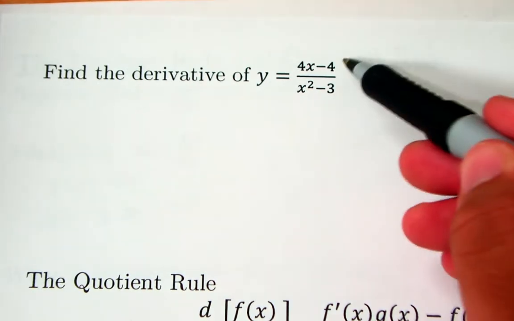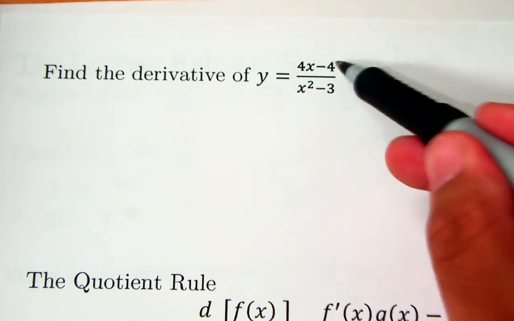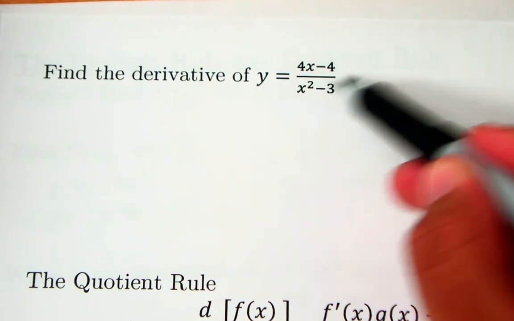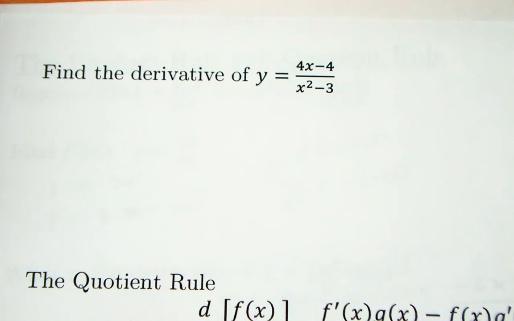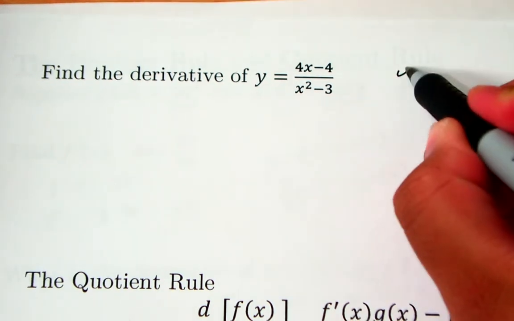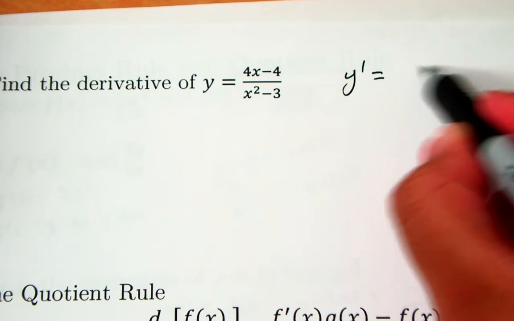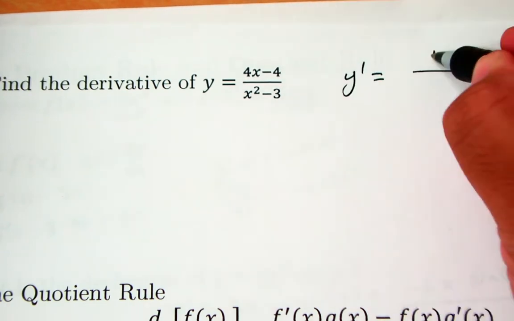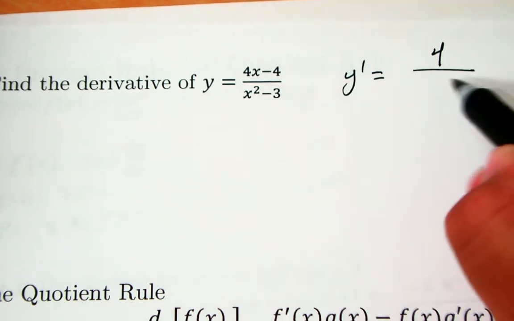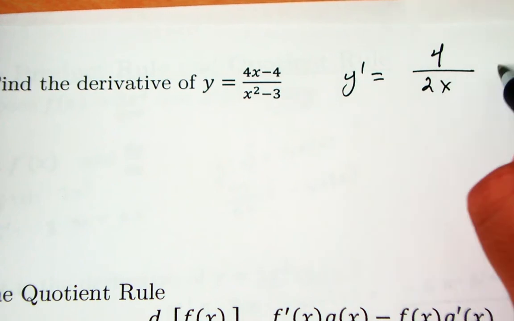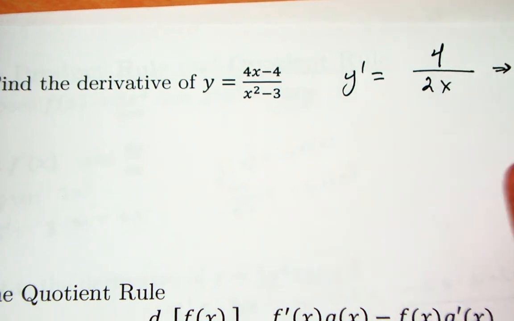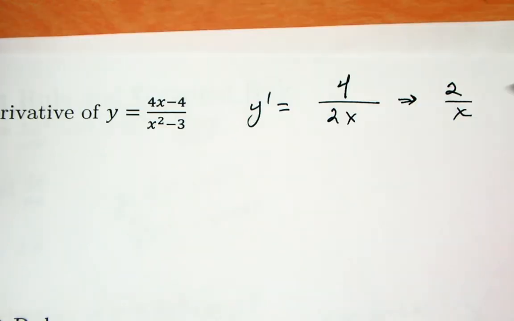So it's a derivative of a quotient, right? It's one math thing divided by another math thing here. So how does that work exactly? Well, a naive person may say, well, okay, derivative of the top here, 4x minus 4, that's 4. Derivative of the bottom, x squared minus 3, is just 2x. Simplify, and I get 2 over x, right?